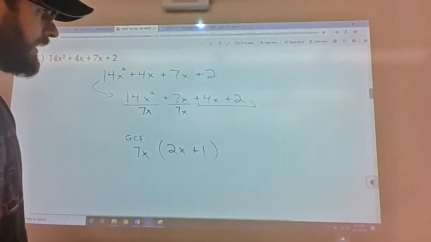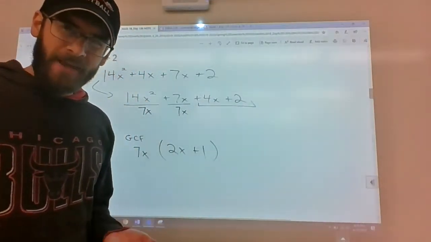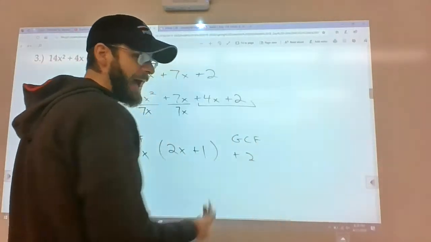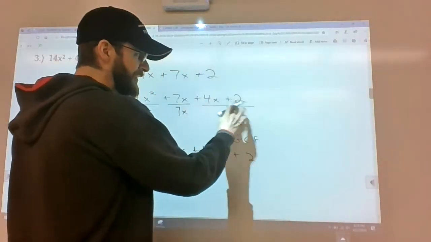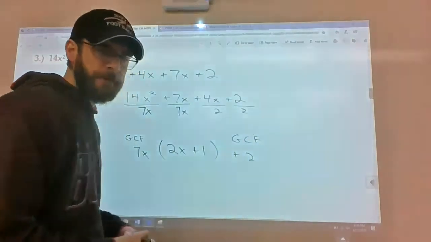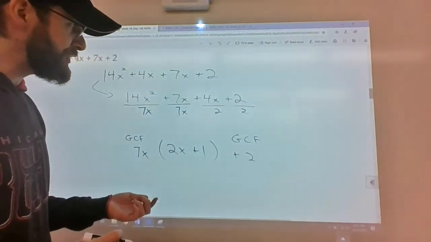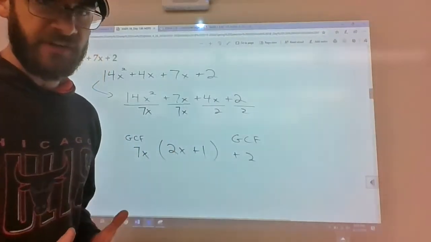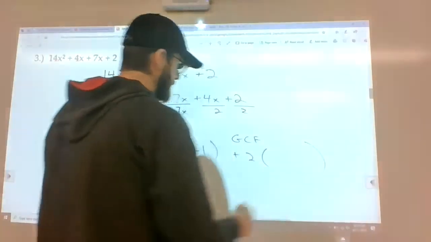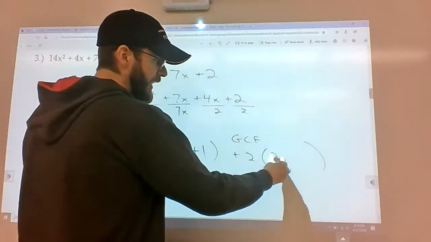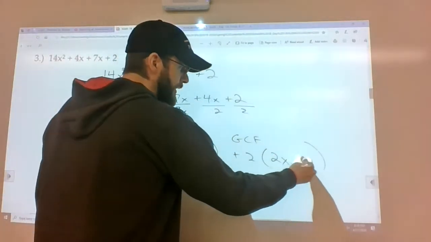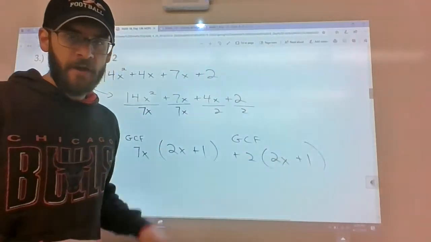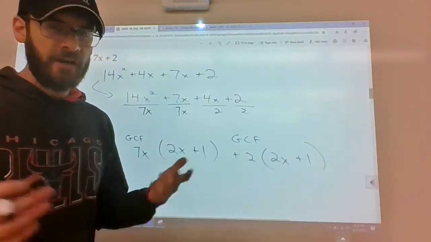Second group. This one's pretty basic, I think. Your GCF seems to be a positive 2 right off the bat, and then there's really nothing else that it shares. So once you find your GCF, you divide both terms by the GCF to determine the leftovers inside the parentheses. 4x divided by 2 is 2x. 2 divided by itself is 1. Remember, you're supposed to get identical twins here. That's not just some weird anomaly that occurs.